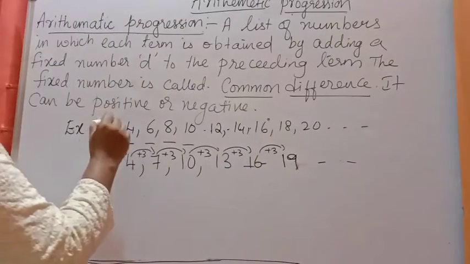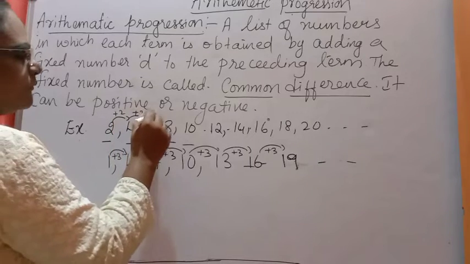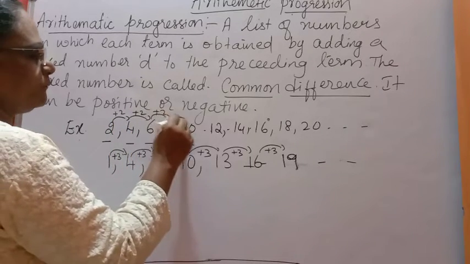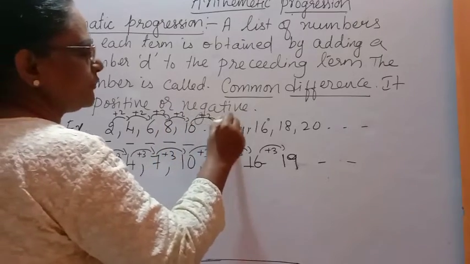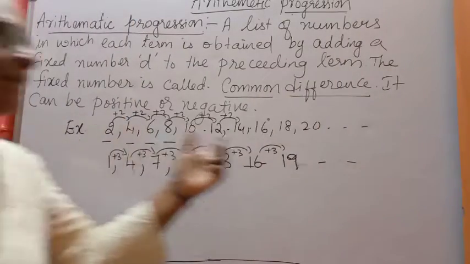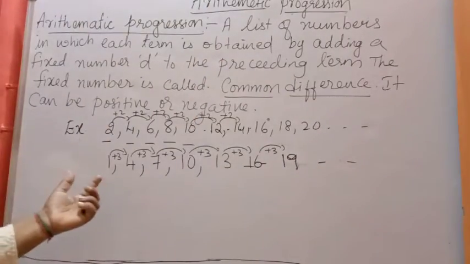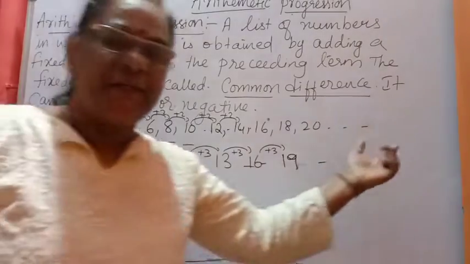Here also it is the same thing. See, plus 2, plus 2, plus 2, like this. If you go on adding plus 2, you will get the next term. Here also, if you go on adding the same number 3, you will get the next number.